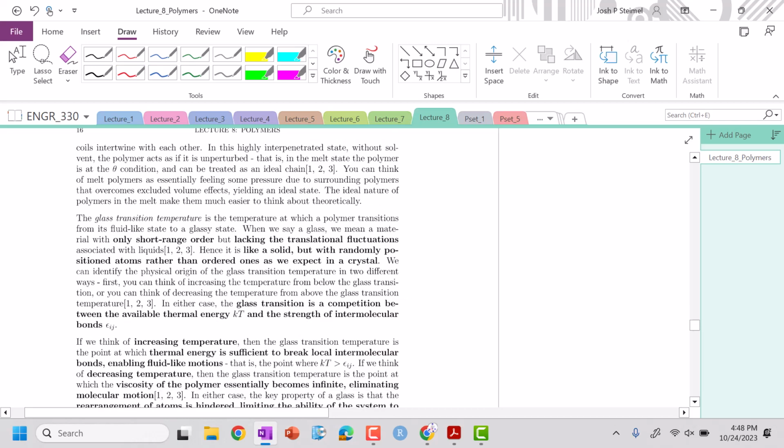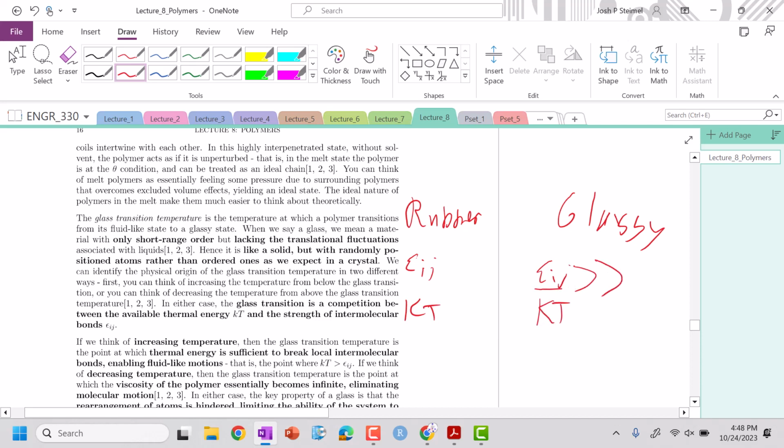And you can think of it as a competition. We have two parameters: when I am rubbery versus when I am glassy. If I'm rubbery, I have two competing factors: my intermolecular interactions and kT, thermal energy. When I'm glassy, obviously my intermolecular interactions are much greater than kT, so they're frozen in place.